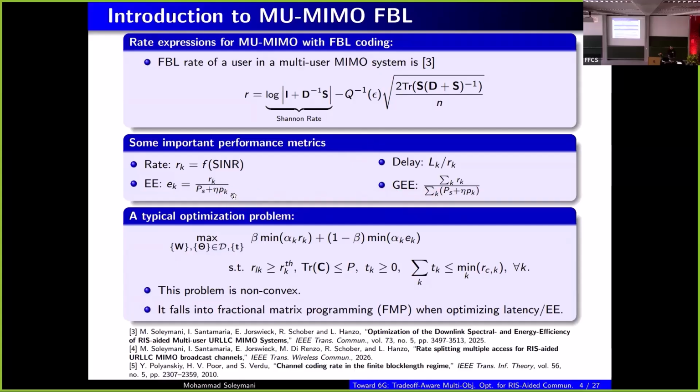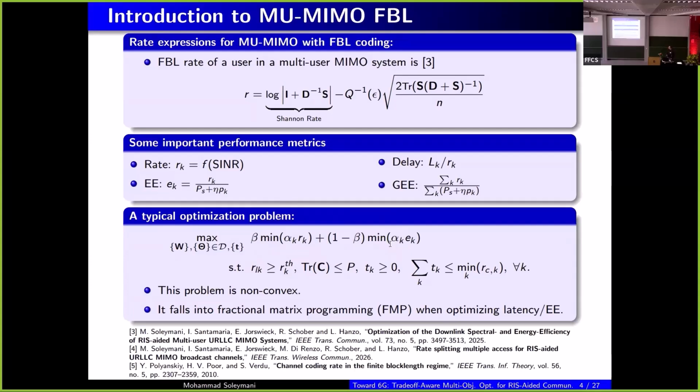What is important here, most of these metrics, or almost all of these metrics, would be a function of SINR, which is a fractional function. And for the delay or energy efficiency metrics, it would also be a fractional function of the rate. You can see also one typical optimization problem considering jointly, for instance, spectral efficiency and energy efficiency. And here, beta is a weight to prioritize spectral or energy efficiency.